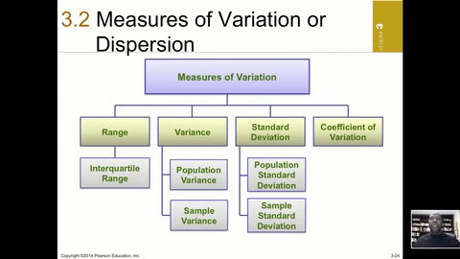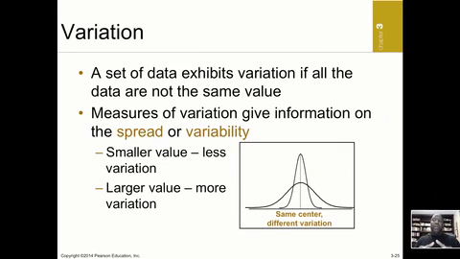If you think of it, disperse means to spread out, right? We have a number of measures that we can consider. One is called the range, another is called the variance and its related standard deviation, and the coefficient of variation. So we'll explore these different measures as we go through this short video.